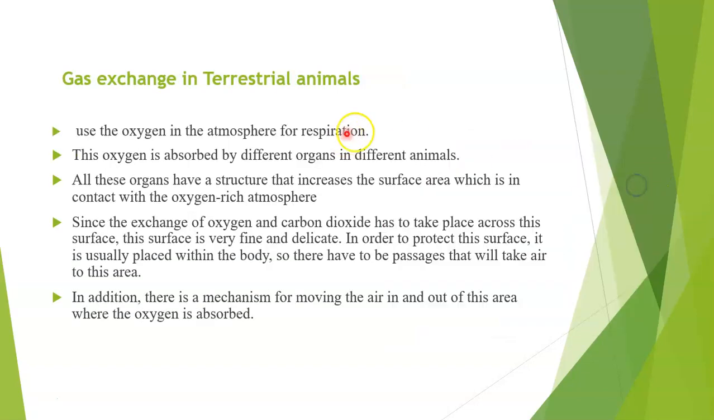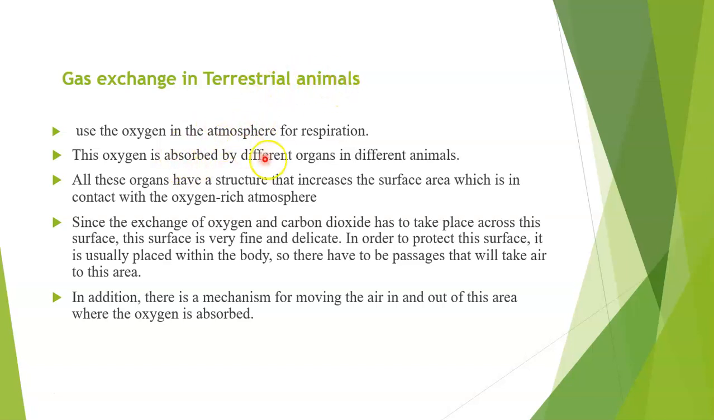Okay, now let's talk about gas exchange in terrestrial organisms. So terrestrial organisms वो organisms होते हैं जो जमीन पे रहते हैं. You can say कि जमीन पे रहने वाले organisms को we call them as terrestrial organisms. Okay, and these terrestrial organisms basically they use oxygen which is present in atmosphere. Okay, so atmospheric oxygen use करते हैं terrestrial animals.